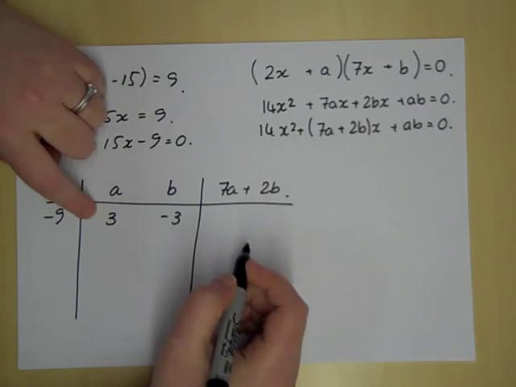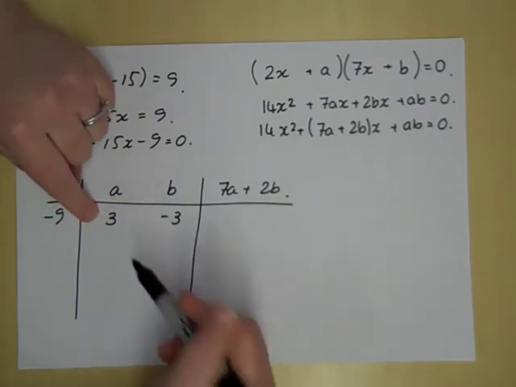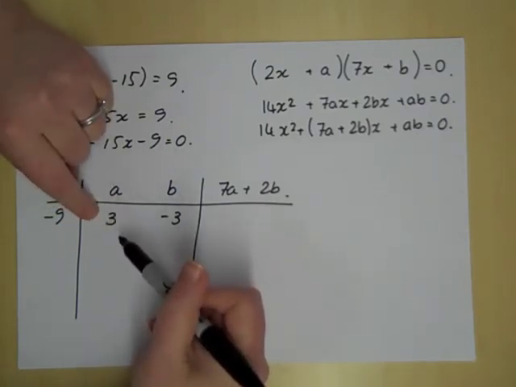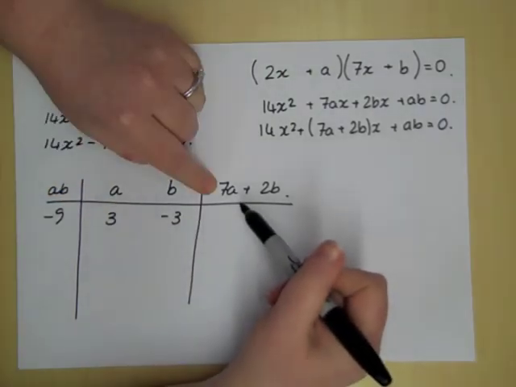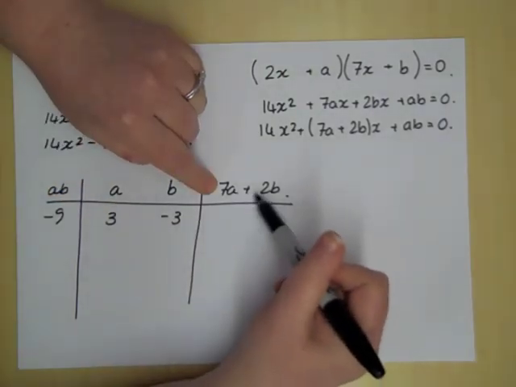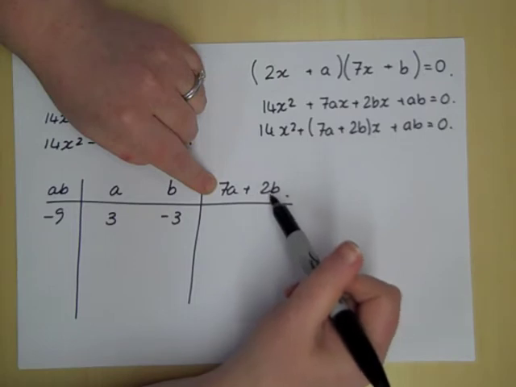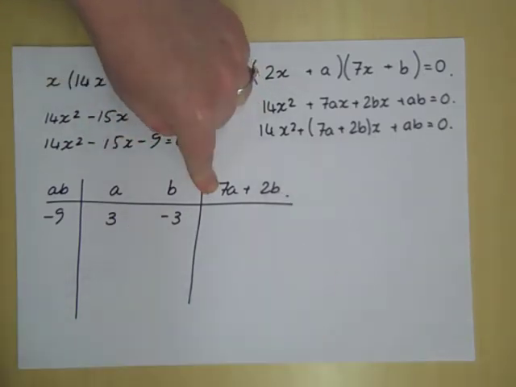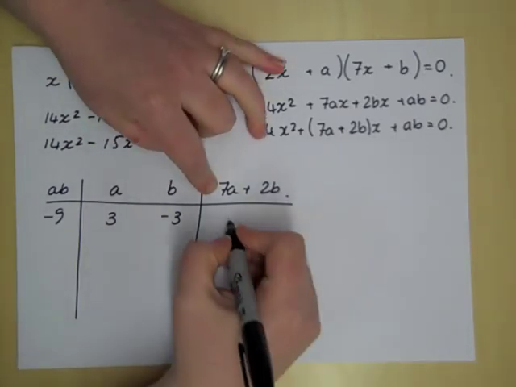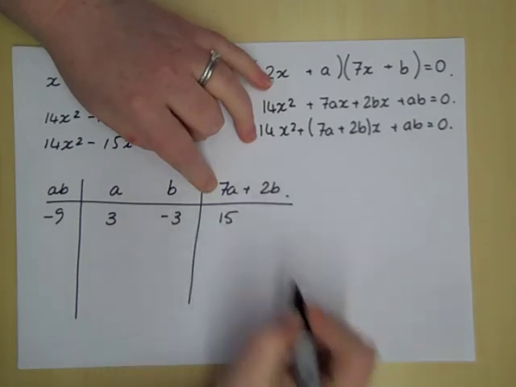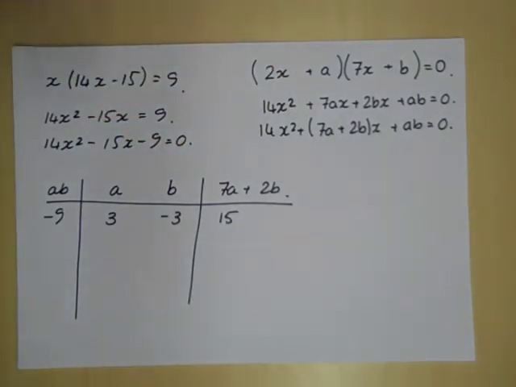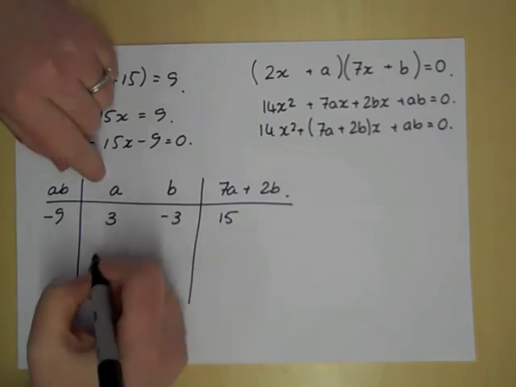So if A is equal to 3, then 7a is equal to 21 plus 2b, so that's 21 minus 6, which is equal to plus 15. So I'm close. I know I'm close. I'm just not quite there.